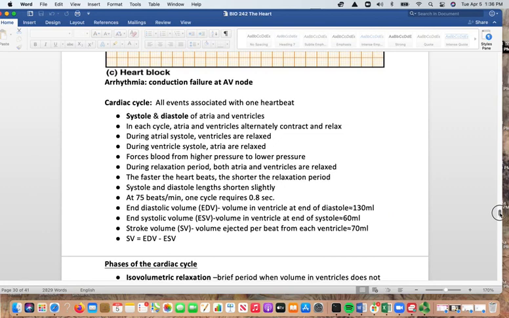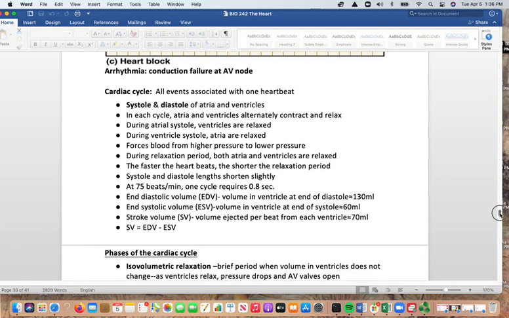So the cardiac cycle is considered all of the events that occur in one heartbeat. So you're going to have both systole and diastole of the atria and ventricles. And in each cycle, you're going to have them alternately contract. So atria contract, then the ventricles contract. Atria contract, then the ventricles contract. So during atrial systole, ventricles relax. During ventricle systole, atria relax.